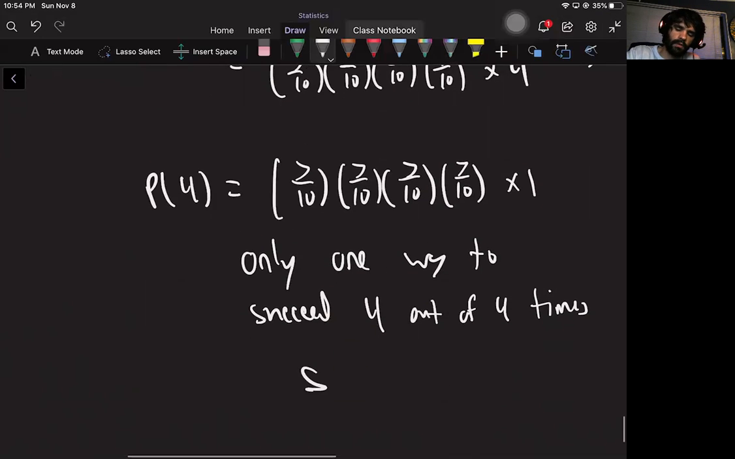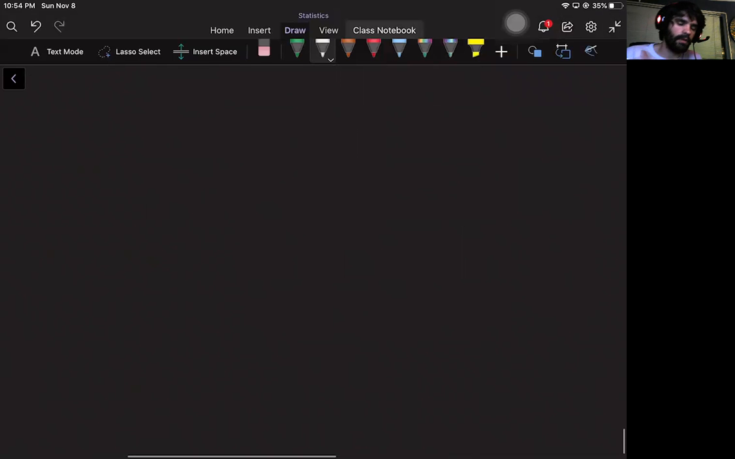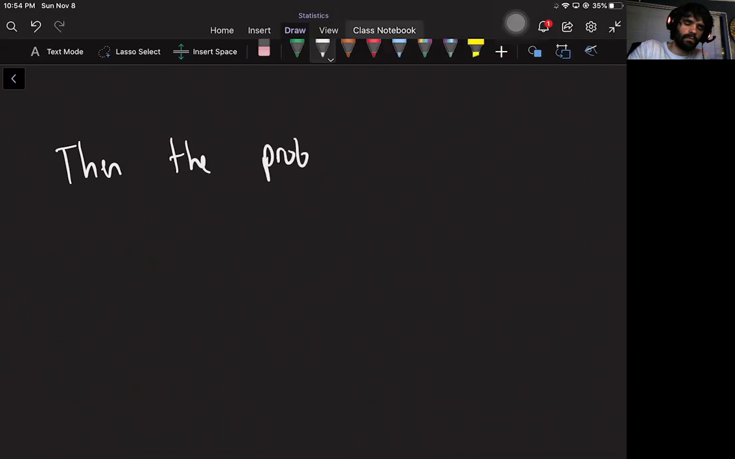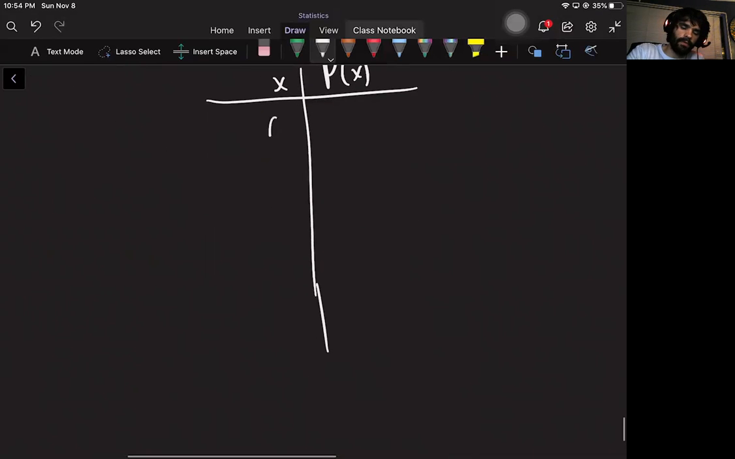It's just do it. 4 S's. Okay, so then this finishes the problem. So now we could write out the probability distribution for this binomial experiment. So I guess I could call it the binomial probability distribution. My number of successes that are possible are on the left. So I can do 0, 1, 2, 3, or 4.